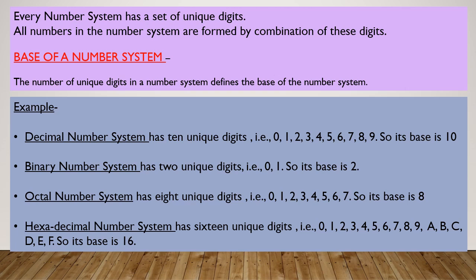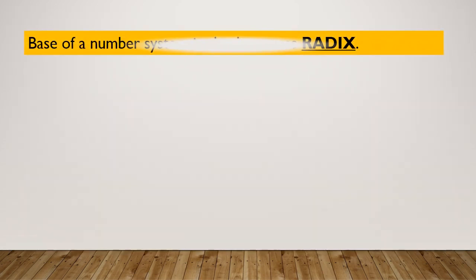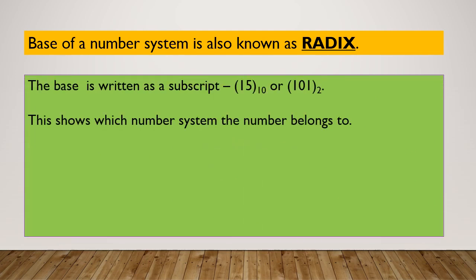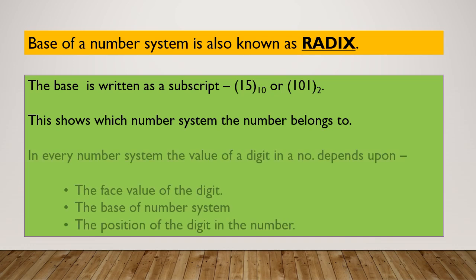And the last, the hexadecimal number system, has 16 unique digits, which are 0 to 9, capital A, capital B, capital C, D, E, and F. They are total 16, and so its base is 16. The base of a number system is also known as radix. The base is generally written as a subscript, 15 base 10 or 101 base 2. This shows which number system the number belongs to.